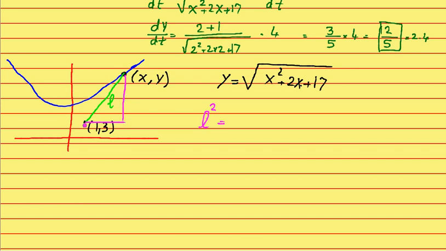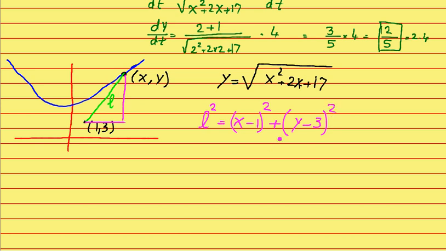Well, what is this leg? You have gone from x equal to 1 to x being just x. So x minus 1 is your run. x minus 1 squared. Plus, what's your rise? You have gone from 3 to y. So you write y minus 3 squared.